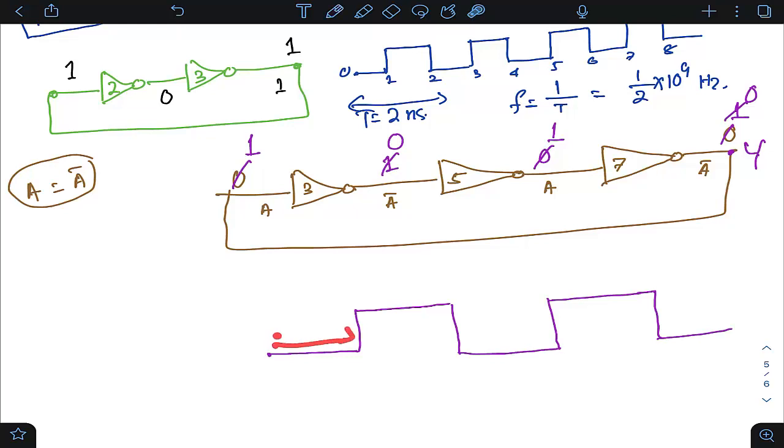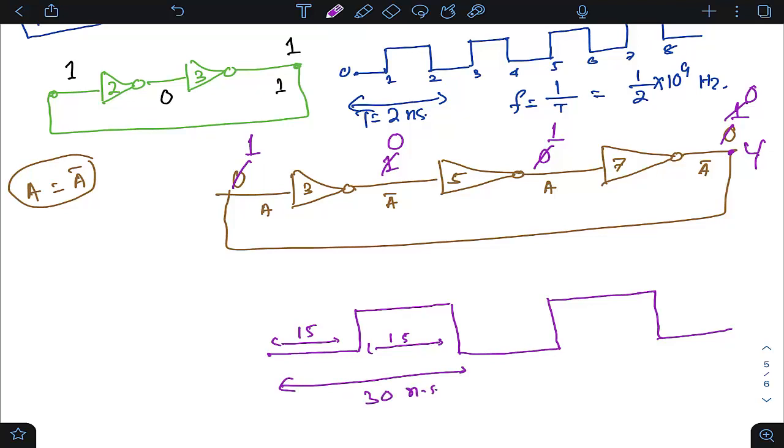So what is this gap? This gap is, if it is 0, after how much time is it 1? It is 1 after the delay of this, so 15. Then when it is again 0, again after 15 nanosecond. So this gap is 15 and this gap is 15 and so on and so forth. So the time period of this is 30 nanosecond.